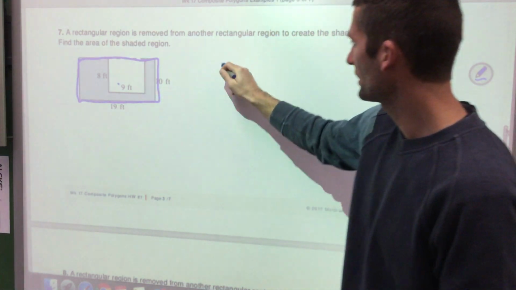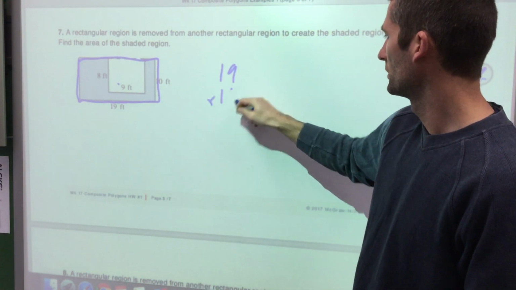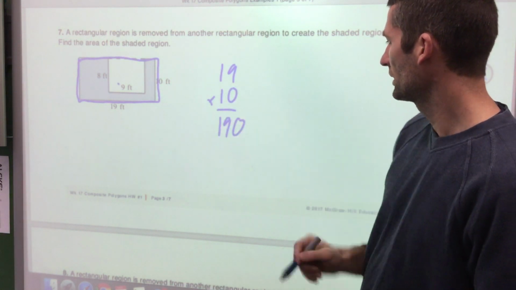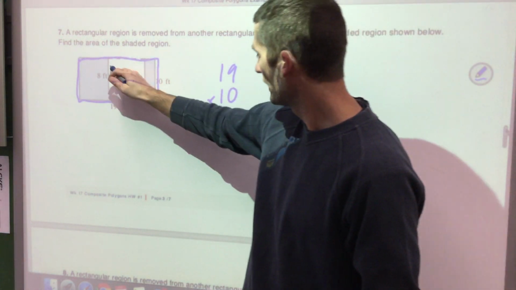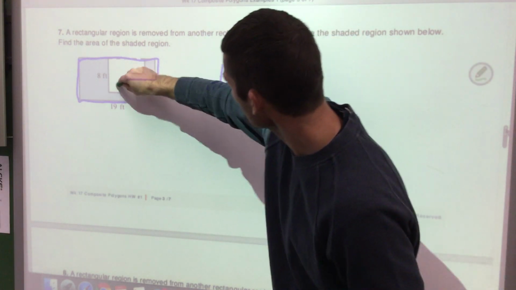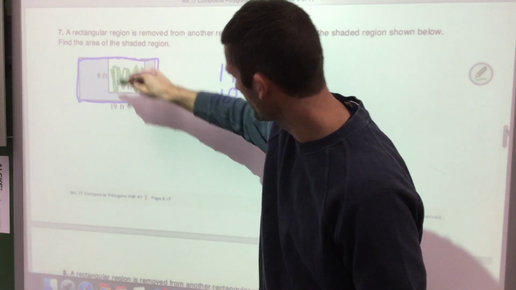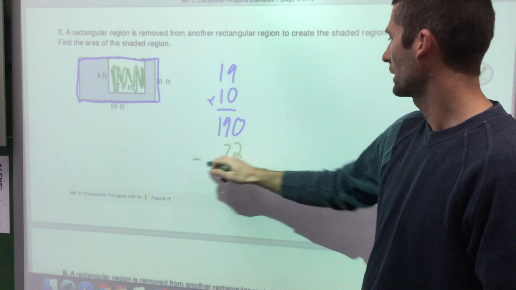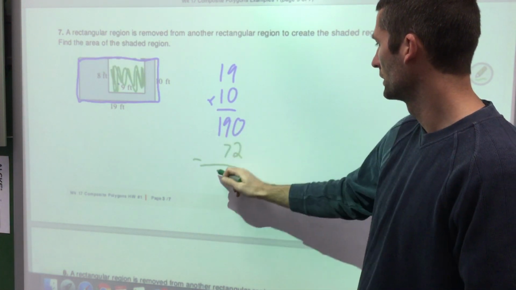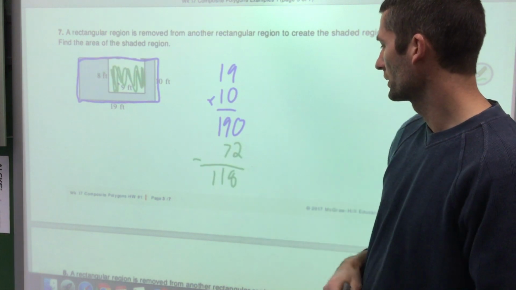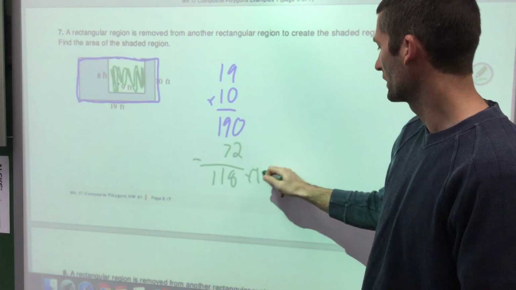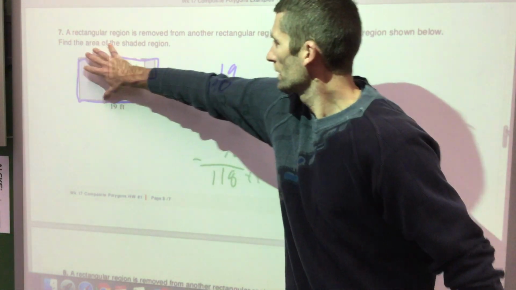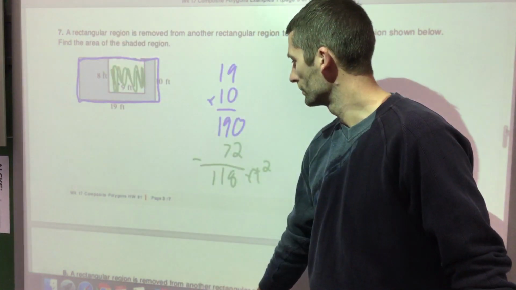So 19 times 10 for the big rectangle. 19 tens, 190. Okay, and then I'm going to subtract out this bite. We took this bite out of it, which is 9 times 8. 9 times 8 is 72. So it's 190 minus 72, which is 118 square feet. If I want to add those, take the big one minus the little one.